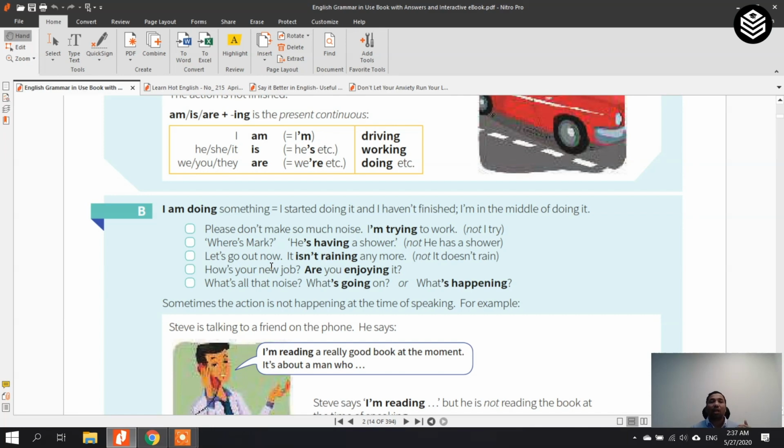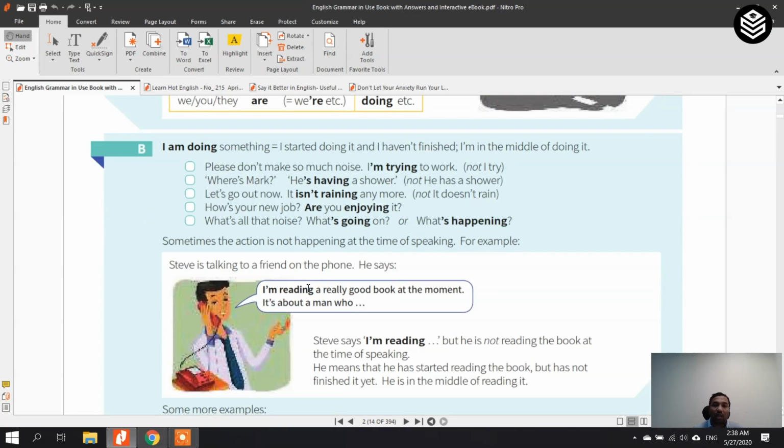The last one, what's all that noise? What's going on? What's happening? Okay, so for example, you are in a room and you hear some loud noise. So you come out and ask someone, what's all that noise? What's going on? What's happening? So these are all examples for present continuous.